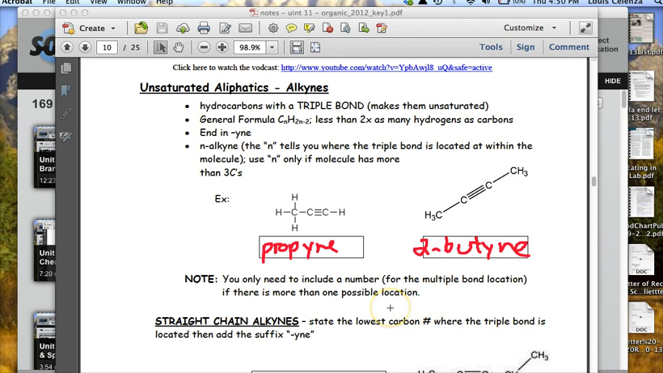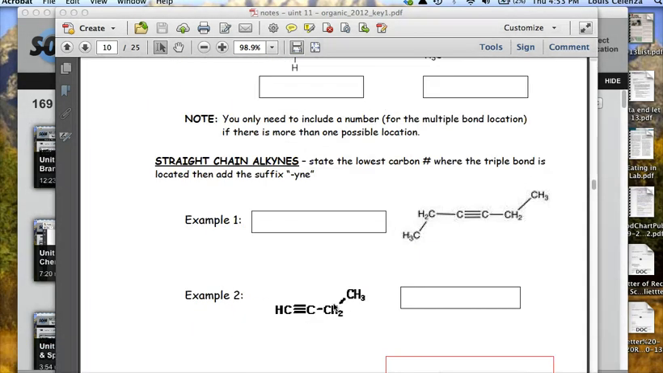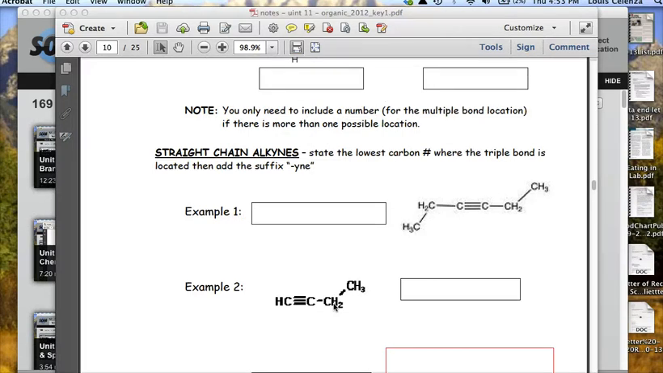Okay, so let's go through. We already know how to do these. These are just straight chain alkynes. It's 1, 2, 3, 4, 5, 6. So no matter what way I number it, it's going to be between the third and the fourth. So this is 3-hexyne. This is going to be 1-butyne.